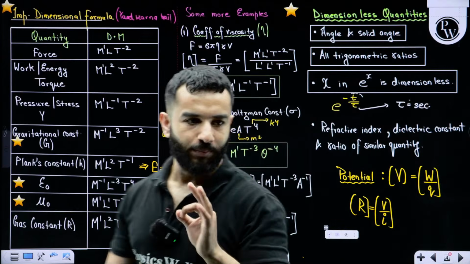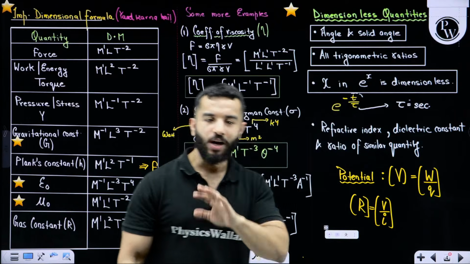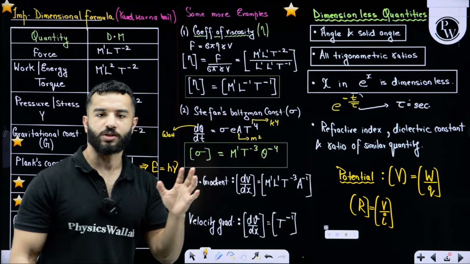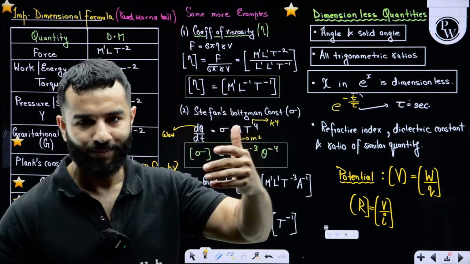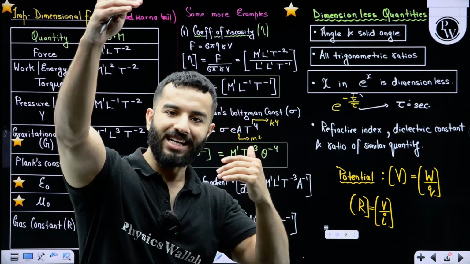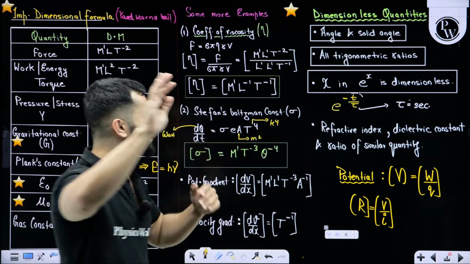In the third table, what we are seeing is dimensionless quantities. All angles, all trigonometric ratios are dimensionless. Clear? Because angles are nothing but arc length divided by radius. Arc length is a length, radius is also a length. So length divided by length, the dimensions get cancelled out.